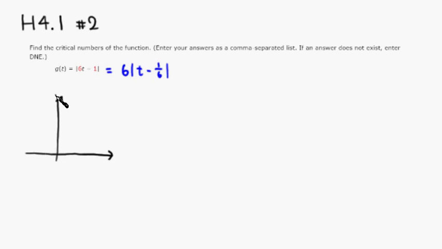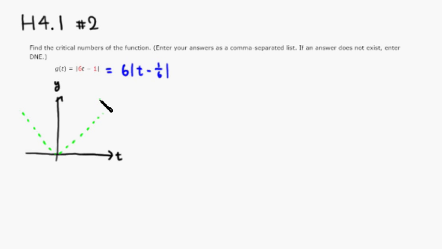Originally, the absolute value of t function would look like this. So here's the t-axis, say here's y. Then the graph looks like this originally. So this is the absolute value of t.